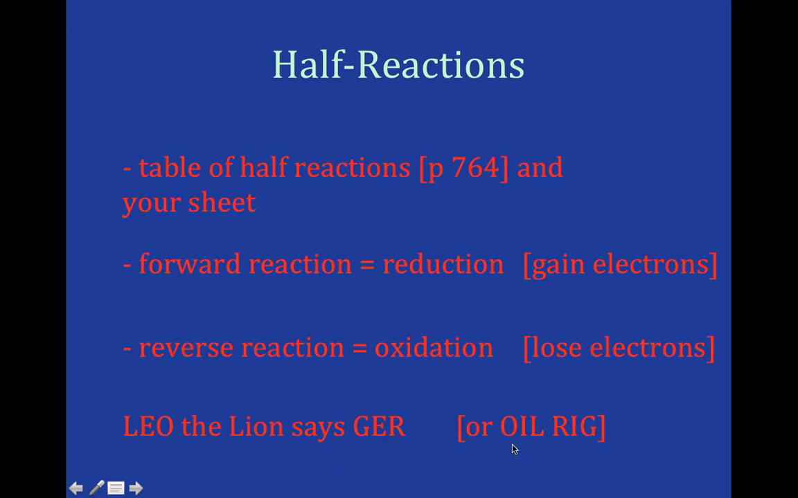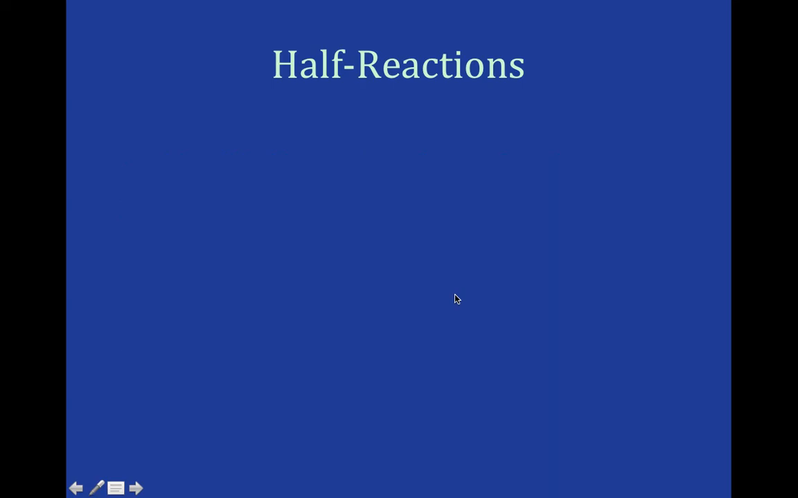Or people like to go OIL RIG. Oxidation is loss, reduction is gain. Whatever helps you remember early on, use it. By the time we get around to tests, you shouldn't need Leo the lion says grr.